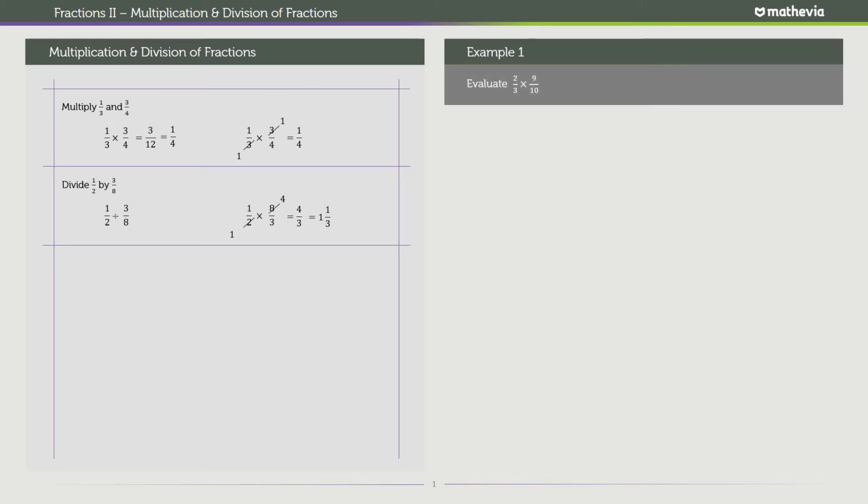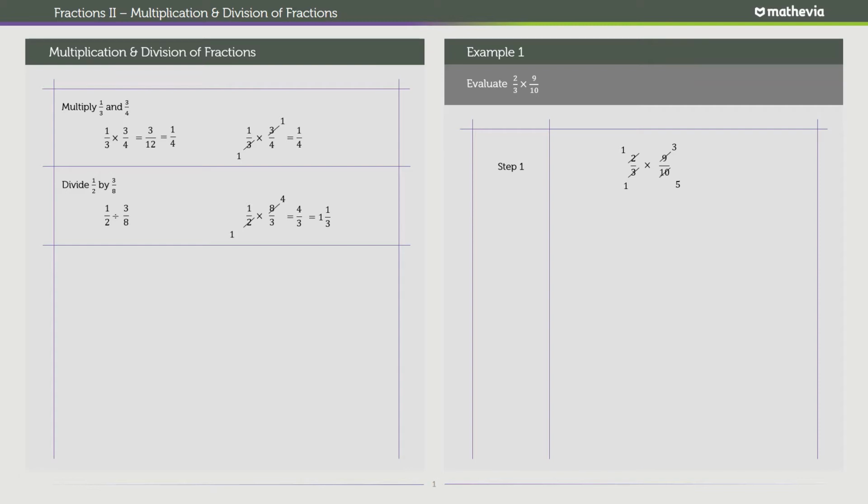Now, example 1. Example 1 says evaluate 2 over 3 times 9 over 10. So we have 2 over 3 times 9 over 10. Let's look, can we cancel out some numbers here? Of course we can. 3 here gives us 1, and 3 in 9 will give you 3. And then we can also divide again, saying 2 here would give us 1, and 2 in 10 would give us 5.